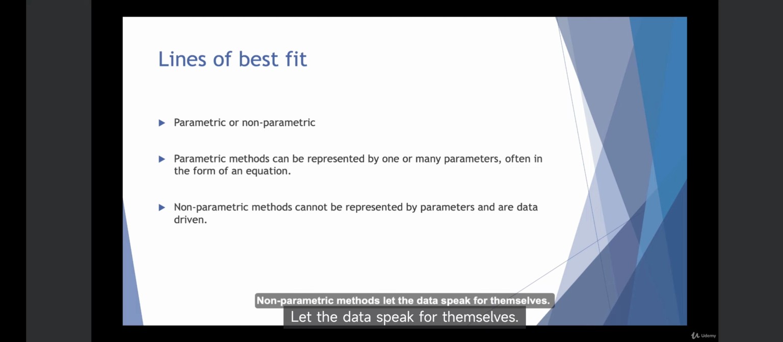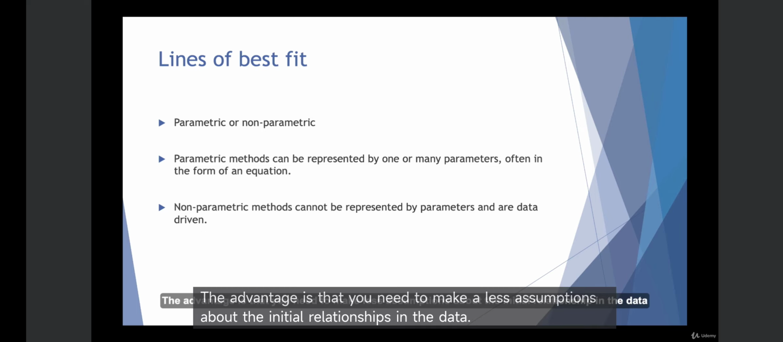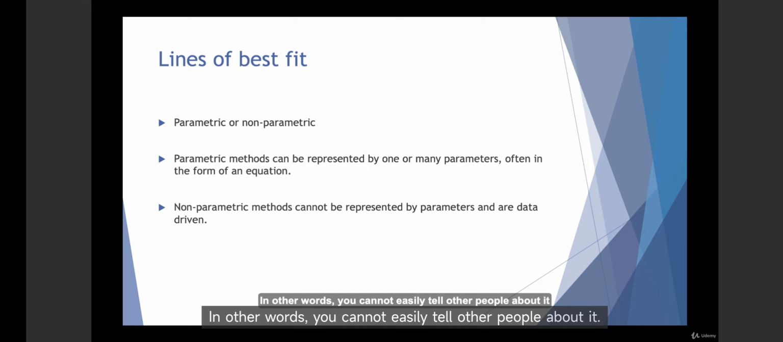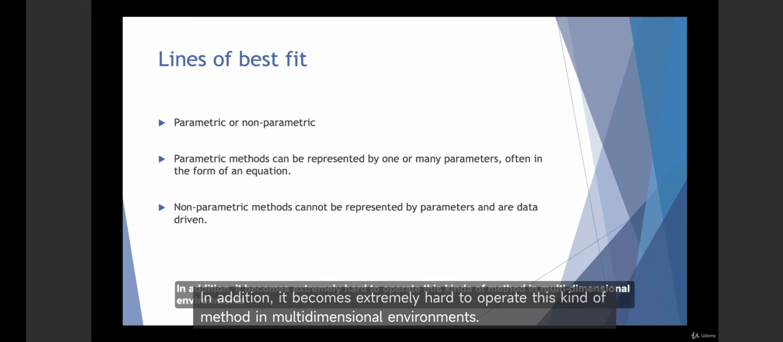Non-parametric methods let the data speak for themselves. The advantage is that you need to make fewer assumptions about the initial relationships in the data. A big disadvantage is that this method is not very transposable. In other words, you cannot easily tell other people about it. In addition, it becomes extremely hard to operate this kind of method in multidimensional environments.